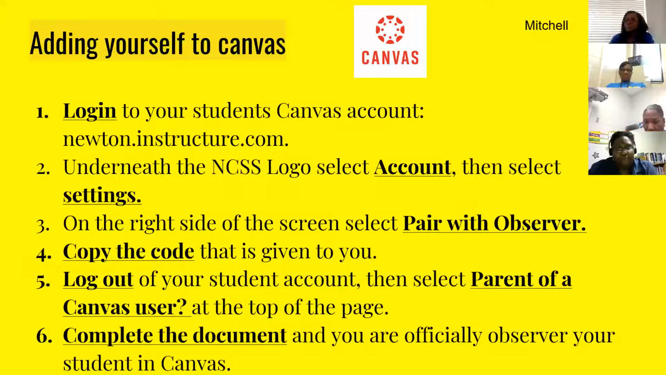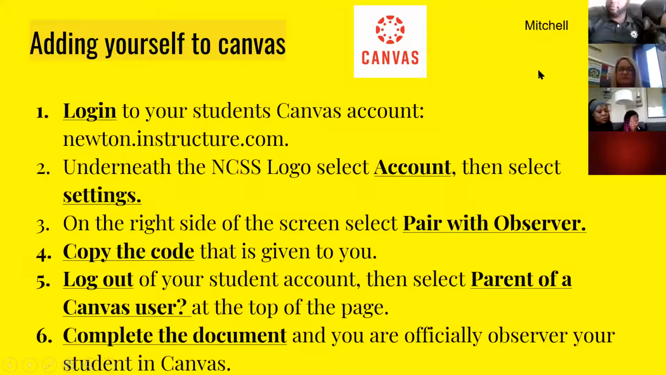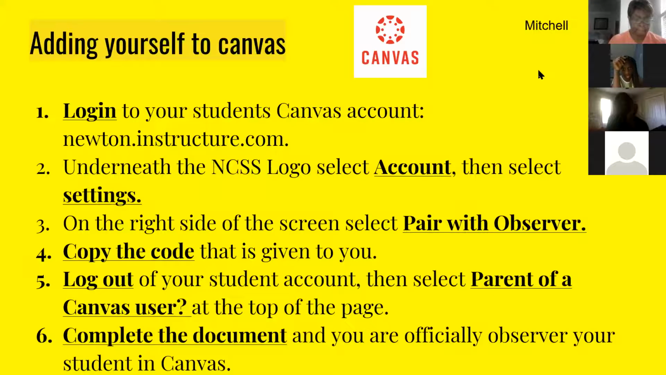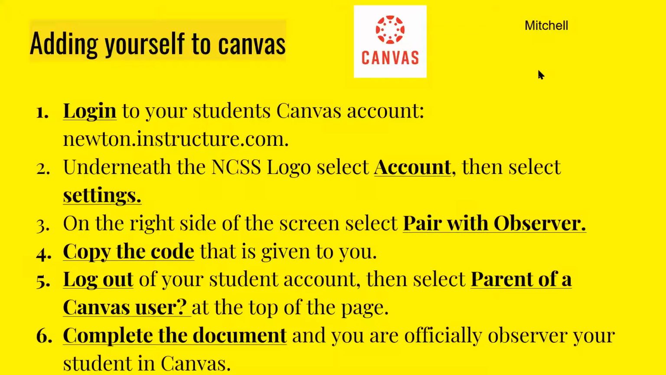Adding yourself to Canvas: log into your student's Canvas account, newton.instructure.com. Underneath the NCSS logo, select Account, and then select Settings. On the right side of the screen, select Pair with Observer, copy the code that is given to you. Log out of your student's account, and then select Parent of a Canvas User at the top of the page. Complete the document, and you are officially observing your student in Canvas.